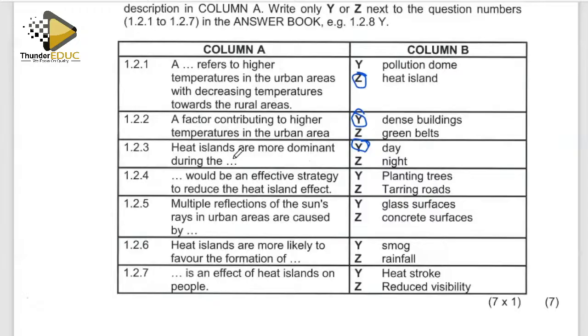Right, moving on to the next question, it says, dash would be an effective strategy to reduce the effect of heat islands. What can we do to reduce the effect of heat islands? The correct response is why?